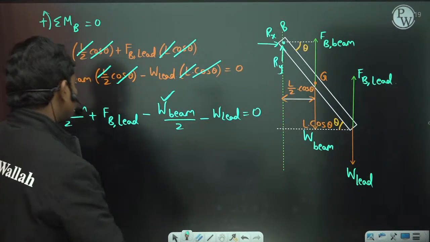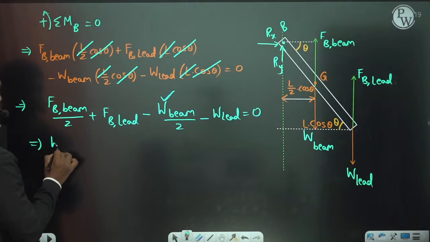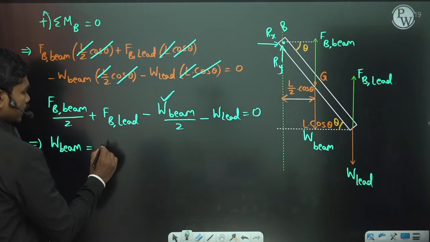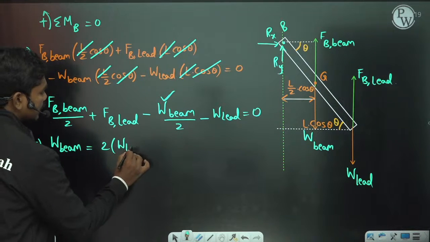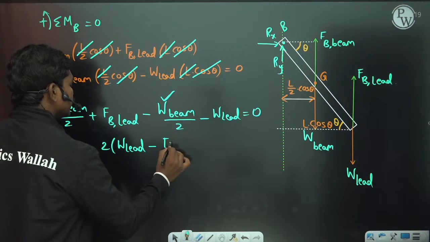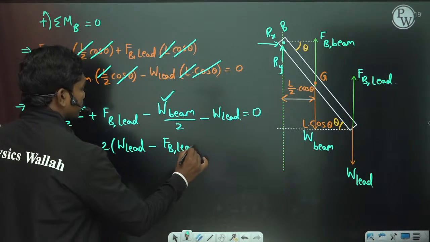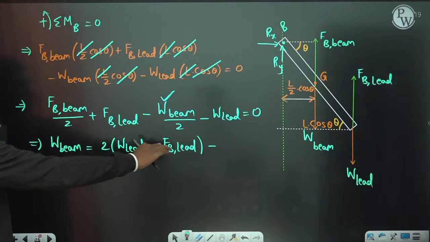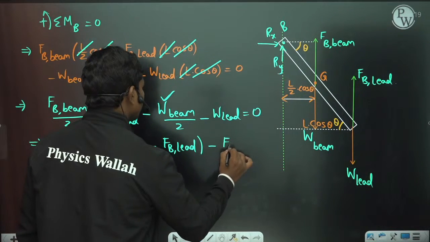Now, what is the weight of the beam from this expression? The weight of the beam is equal to 2 times the weight of lead minus buoyancy on lead, minus buoyancy acting on the beam.